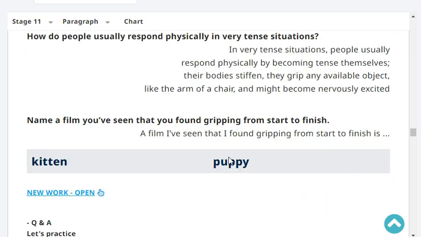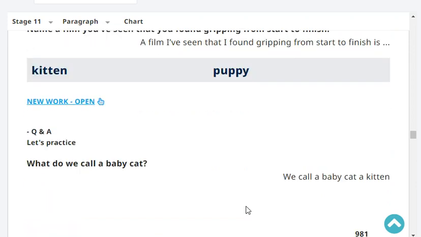Name a film you've seen that you found gripping from start to finish, please. A film I've seen that I found gripping from start to finish is Wild Speed. Very good.